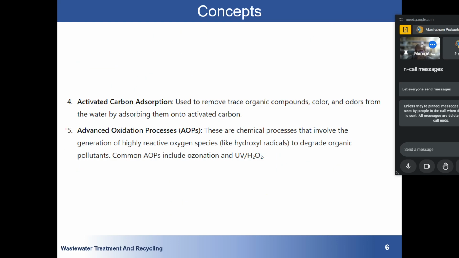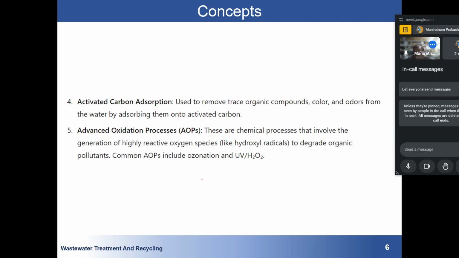Another thing is activated carbon adsorption, used to remove trace organic matter. To remove the organic matter, we use activated carbon, so this organic matter can get adsorbed onto the activated carbon. It removes color and odor from the water by adsorbing them onto activated carbon. Generally when organic compounds are present, there might be some odor or color due to that, so we can remove it with the help of activated carbon.